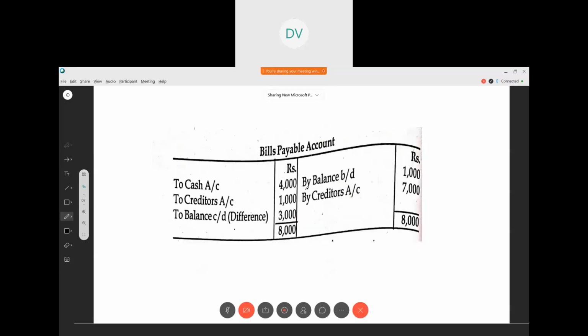So here in the bills payable account, bills payable, opening balance, creditors. This is the issued, total issued bills. And made the payment, dishonored and closing balance. Clear?